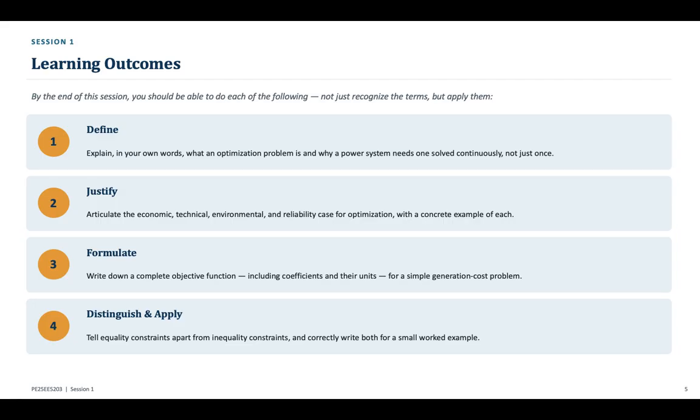So what you'll learn from today's class: one, you will be able to define and explain in your own words what an optimization problem is and why a power system needs one solved continuously, not just once. Then you'll be able to articulate the economic, technical, environmental, and reliability cases for optimization with a concrete example of each one of them. Then you formulate and write down the complete objective functions, including coefficients and their units, for simple generation cost problems. And then you distinguish and apply these techniques.